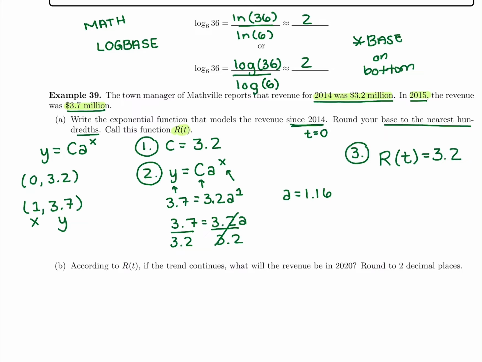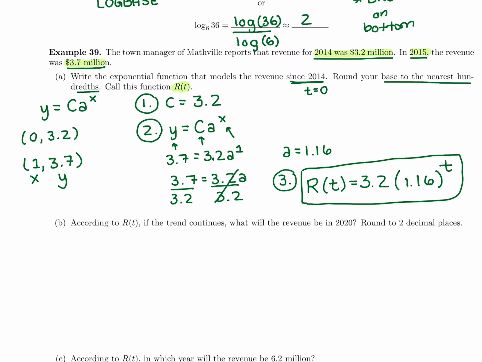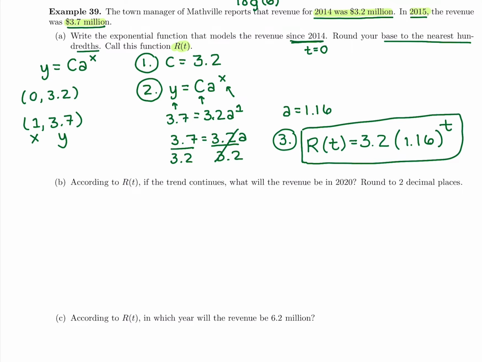And we're going to multiply that by this a we just found, 1.16. And instead of to the x, we're going to write it to the t, since that's our variable here. So there's the function we're going to use in the next couple steps. The next part says, if the trend continues, what will the revenue be in 2020?